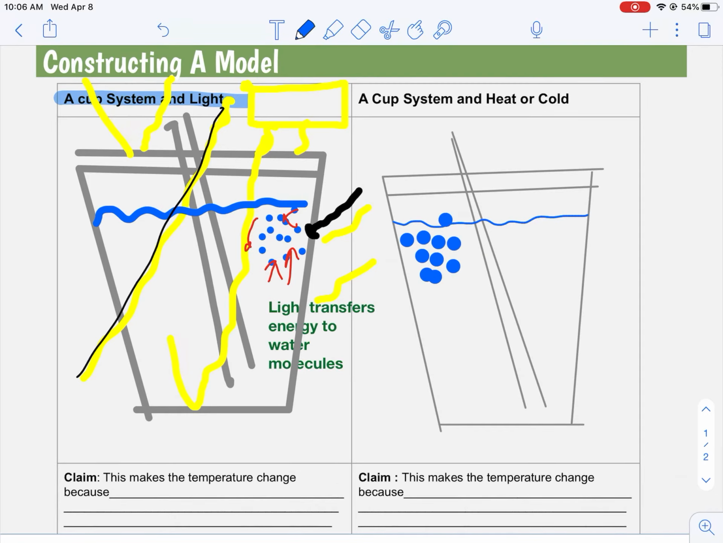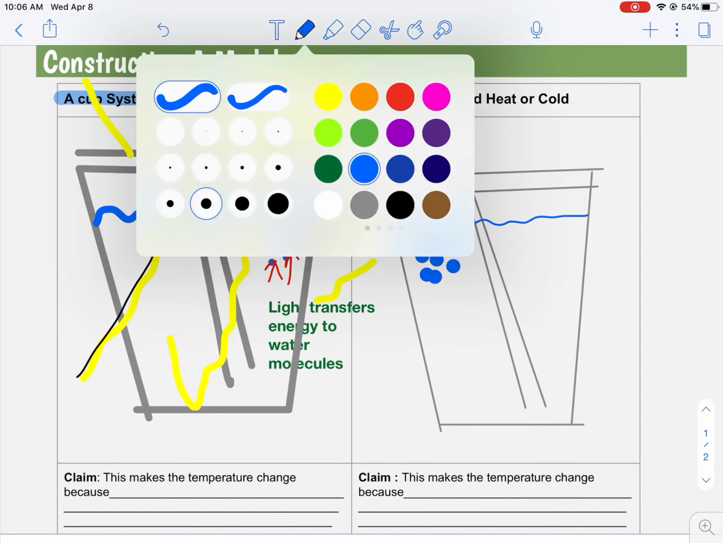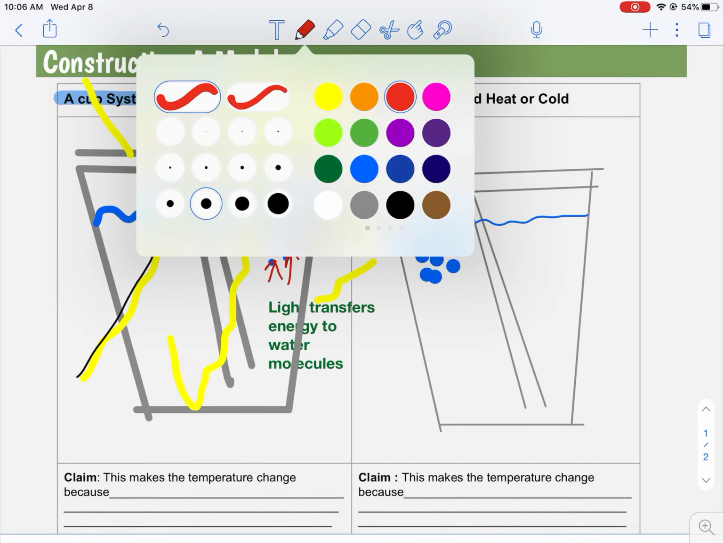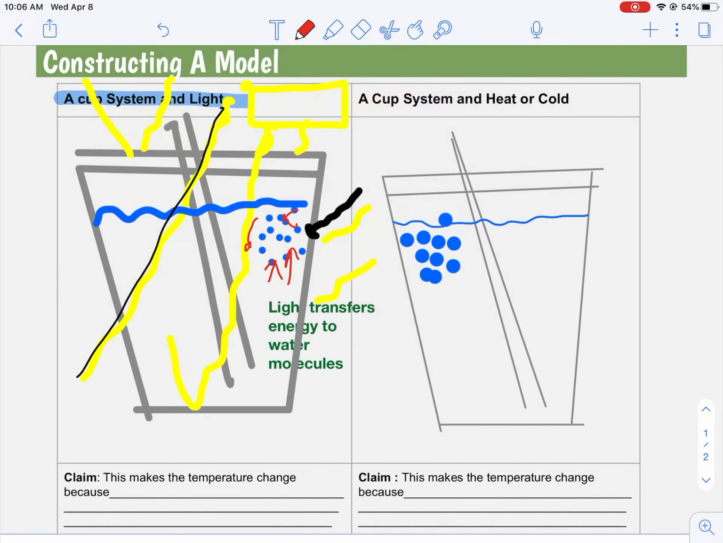So in this model, I want us to focus on just what is happening between the liquid inside the cup and the heat that is potentially outside the cup. So we have to think about, well, where is that heat coming from that's outside the cup? So we know that around the cup we have air. Okay, so we can assume that air is a gas.